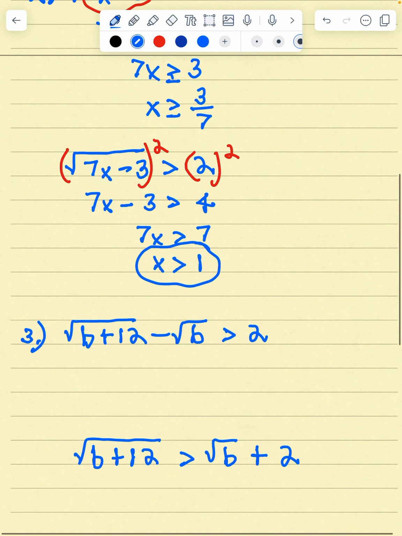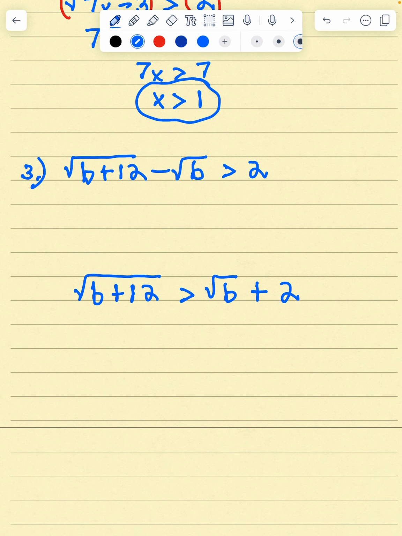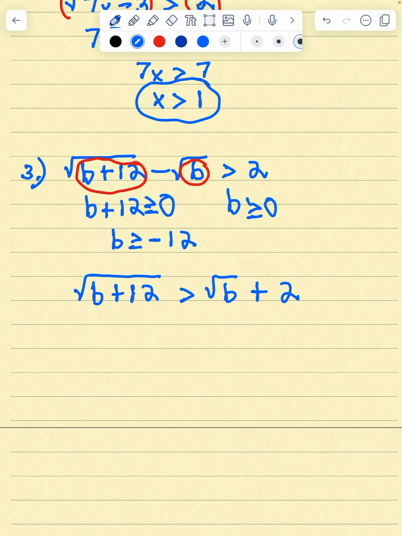All right, one final one. So this time I have two radicals, the square root of b plus 12 and the square root of b. So I'm going to test both of those. If I set b plus 12 greater than or equal to 0, b has to be greater than or equal to negative 12. But the other radicand, b, would have to be greater than or equal to 0.